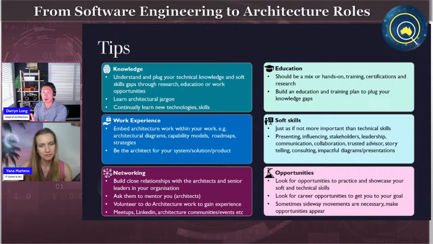Like I said about work experience, try and embed architecture work into your work. You're a developer, you work in the technical landscape. It should be fairly easy to do some architectural work, because it's all about building a roadmap, a plan, a strategy, designing a system, and understanding how you're going to integrate with those systems. In all parts, you're going to touch something around architecture.